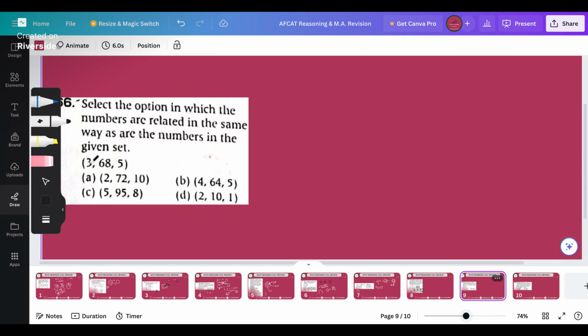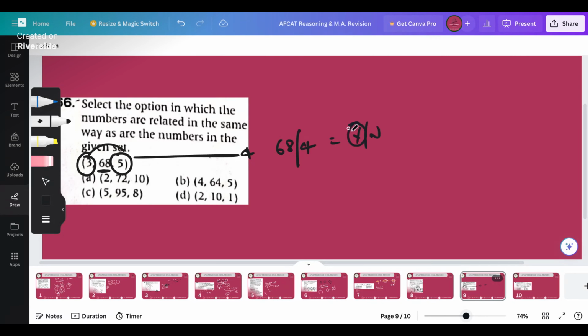Right. So what we are able to observe over here is that there is 3, there is 5, and over here you have 68. What is the average of 3 and 5? What is the midpoint of 3 and 5? That is 4. This number 68 which is there inside is divisible by 4. Is it? Yes or no? Yes, it is divisible by 4.